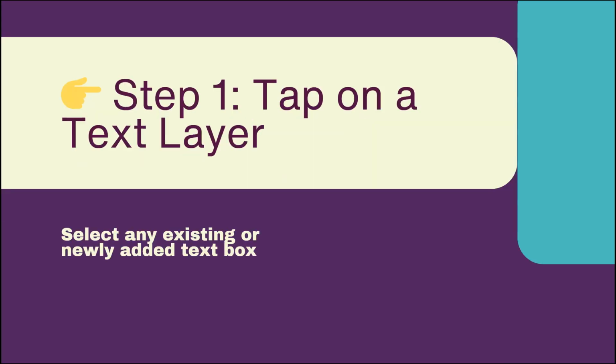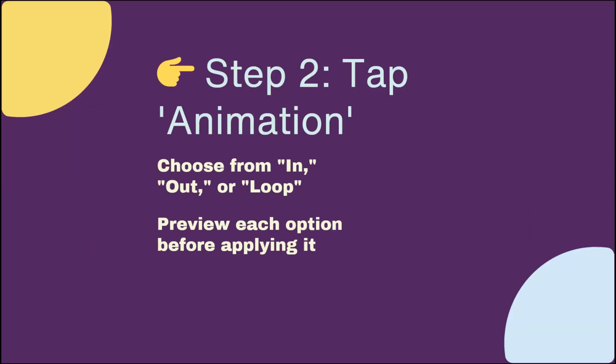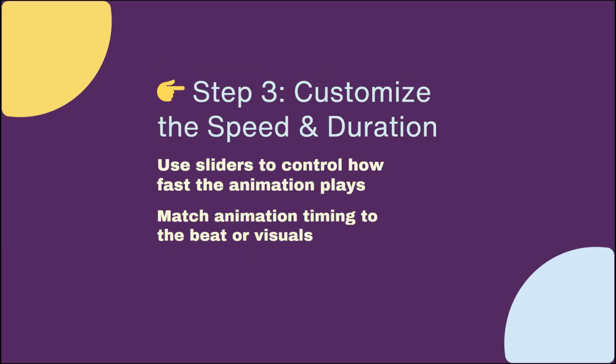So here's how we're going to do it. First, we're going to tap on a text layer. So select any existing or newly added text box. And then tap on animation. You can choose from in or out or loop. Preview each option. Play with it a little bit before you apply it. And then customize your speed and duration.